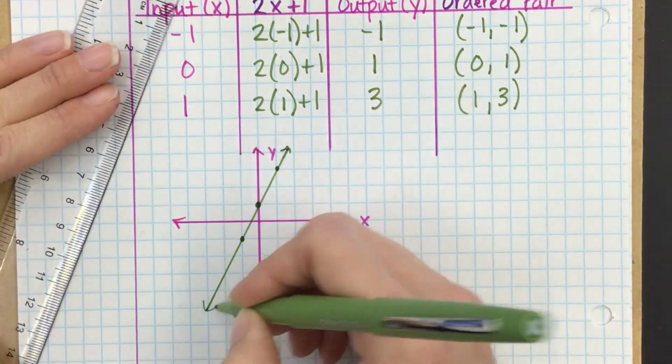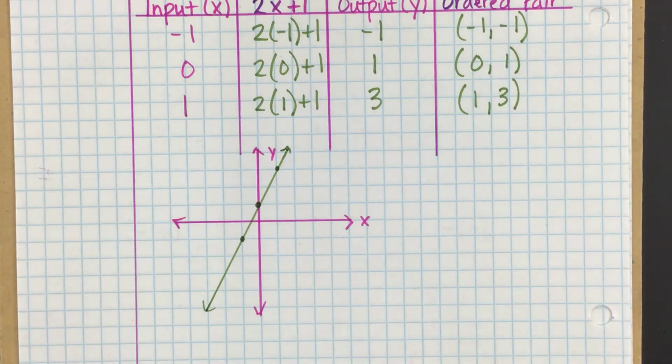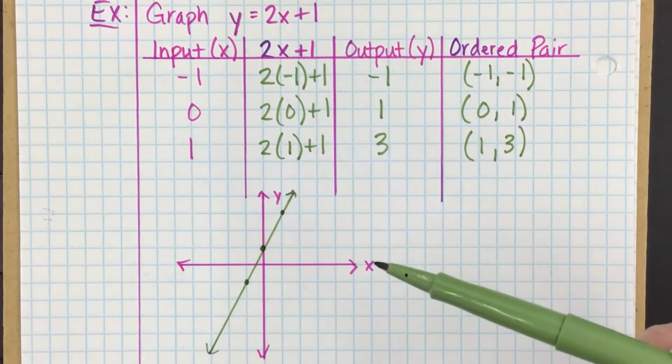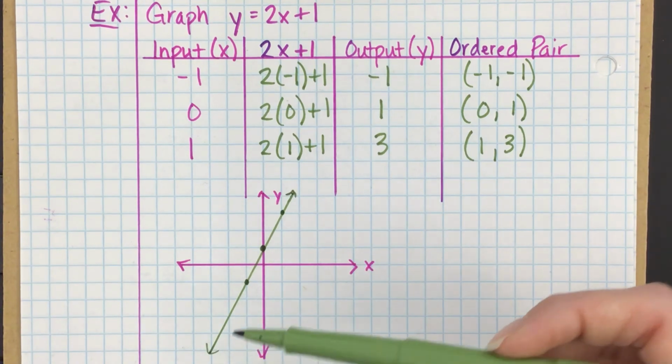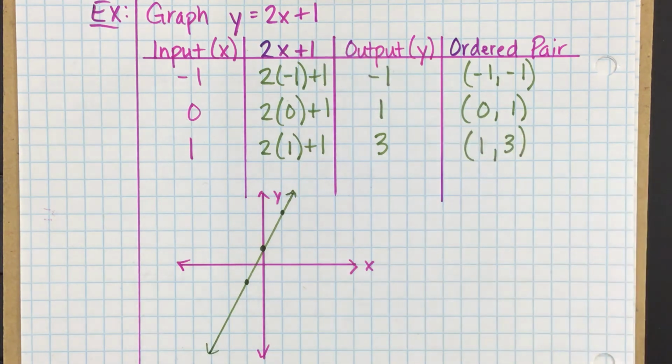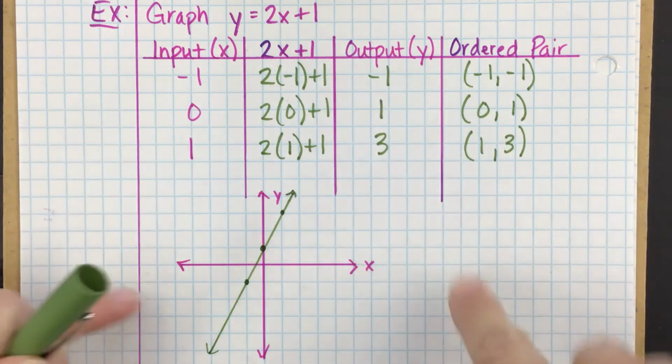That line represents all the solutions to this linear equation up here. Okay, so if I were to pick any point on that line, infinitely in either direction, it would make this equation true. Okay, so this is basically what your homework is tonight.